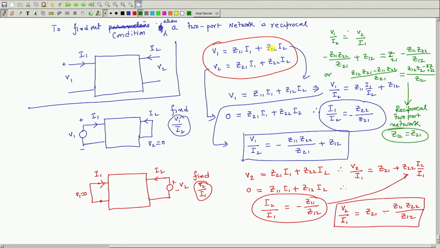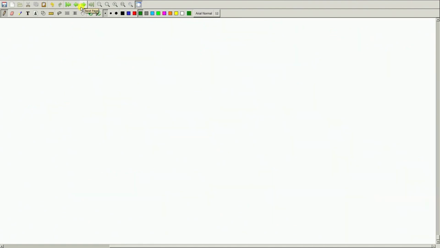Therefore, these two elements should be the same if the network is to be reciprocal. Therefore, if given the Z matrix of a network these two elements are equal, then you can be rest assured that it is a reciprocal two port network. Now, let us find similar conditions for the Y matrix. Very quickly we will be able to proceed now.